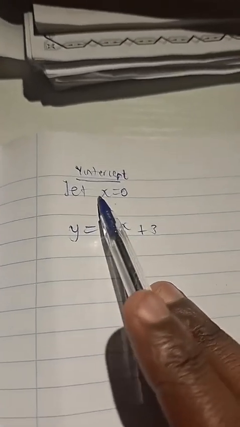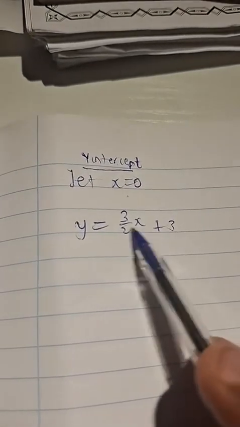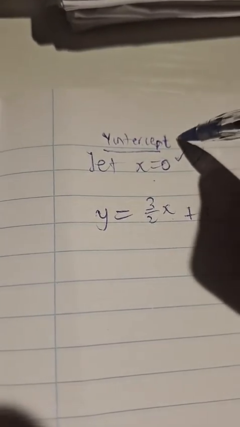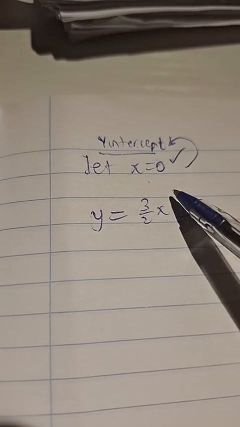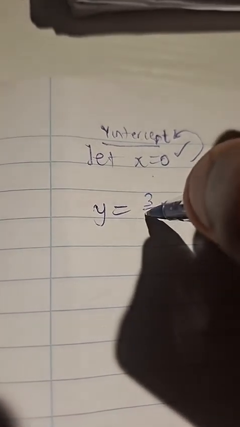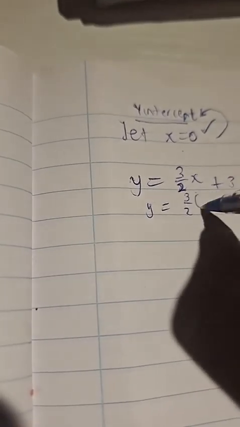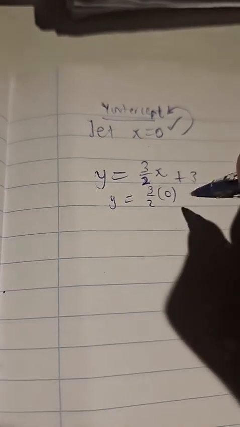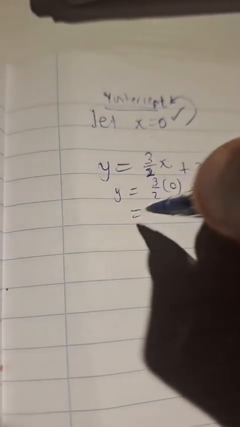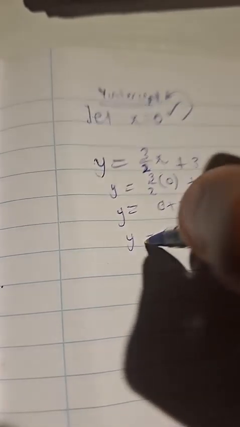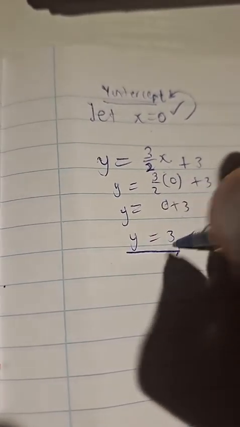So we are going to let x be equal to 0 for this equation, because this gives us access to finding the y-intercept. We have y = 3/2 x + 3. If we let x be equal to 0, what happens? In the place of x, we write 0, plus 3. What does that give us? y is equal to 0 plus 3. So that means y is equal to 3.